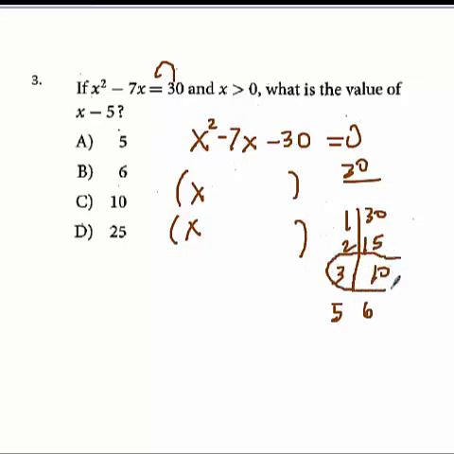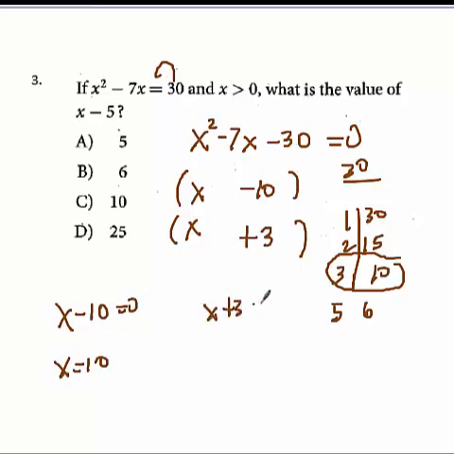So that means that the 10 has to be negative and the 3 has to be positive. Okay, so there are my factors. So now I know that I have x minus 10 equals 0, and x could equal 10, or x plus 3 could equal 0, or x equals -3. Do not get fooled into picking 10 because it shows up.